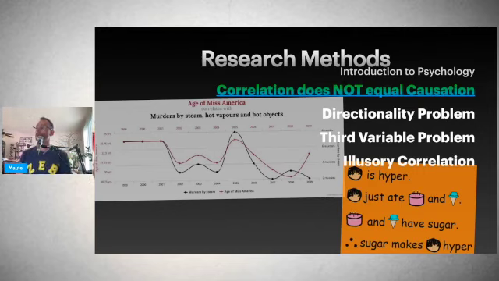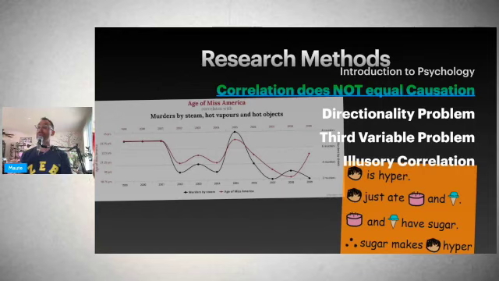Unfortunately, just because we know that two variables, A and B, are related, this does not mean that we know which variable is affecting the other. That is, we don't know the direction of causality. It could be that A causes B or that B causes A, which is something called the directionality problem.